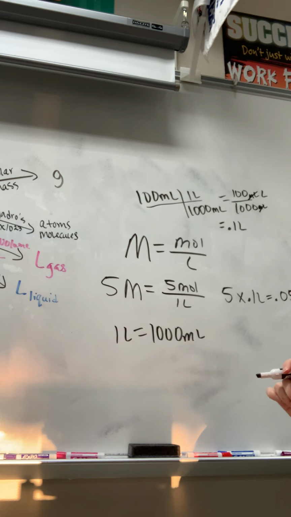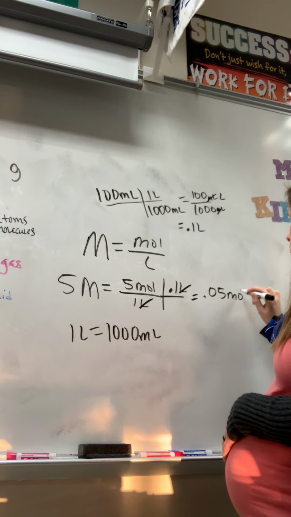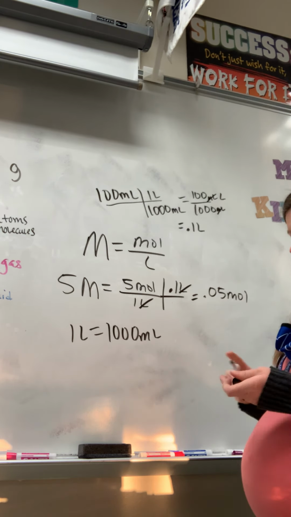How does that work out? If we look at our units, I have 5 moles per liter. If I multiply it by 0.1 liter, the liters cancel liters, and that just gives me moles. Again, we always want to get to moles, the heart, as fast as we can. For molarity, this is what you're going to have to do.